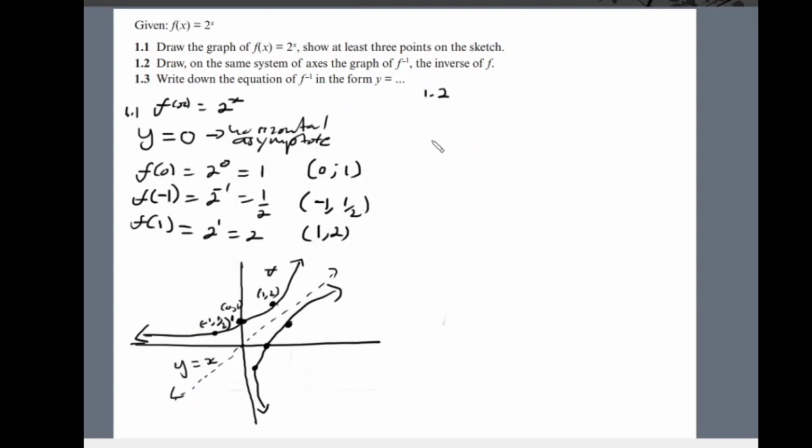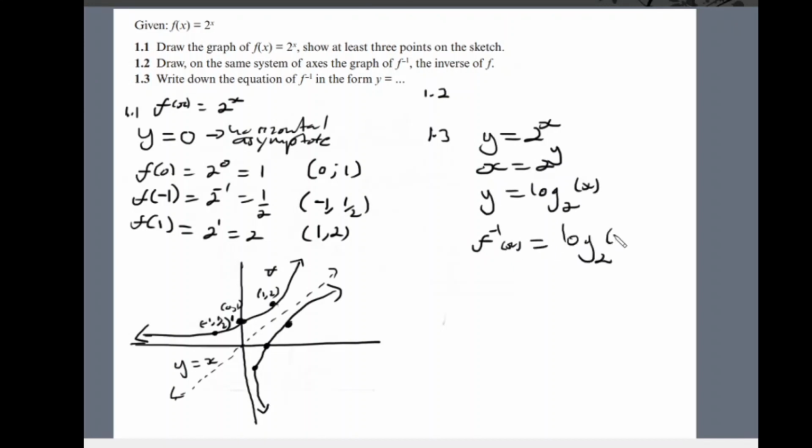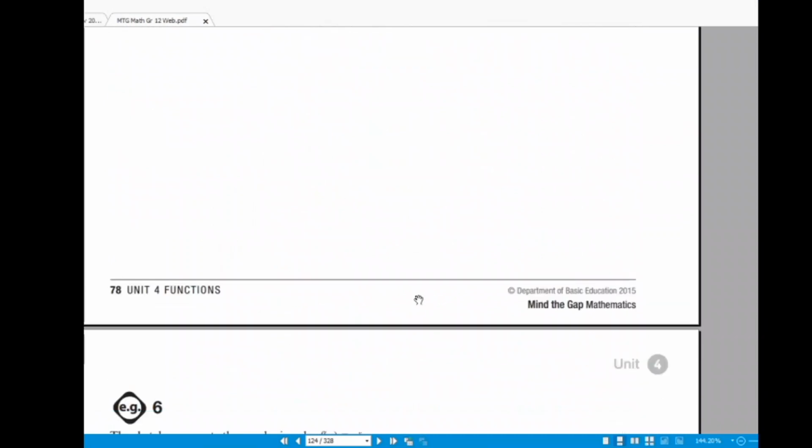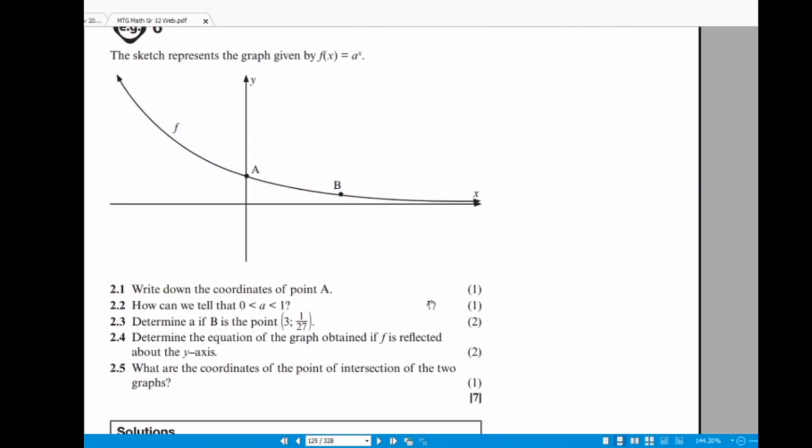So yeah. And then 1.3, write down the equation of the inverse of f, right? So we have our original function y equals 2^x. To get the inverse, we just interchange x and y, and then we make y the subject of the formula, right? So now this is our inverse. Right? Okay. Let's look at another example.